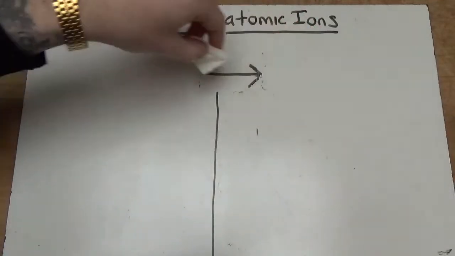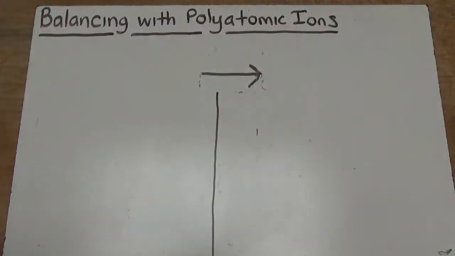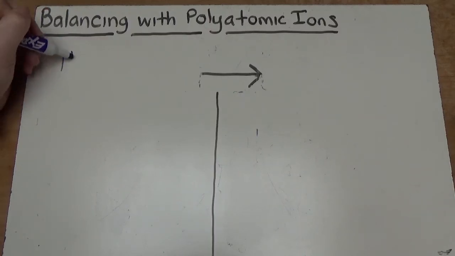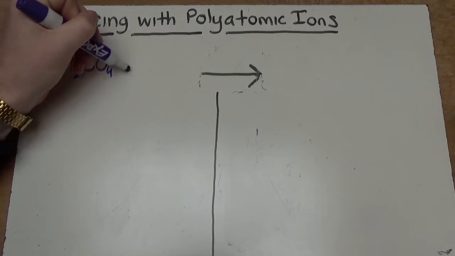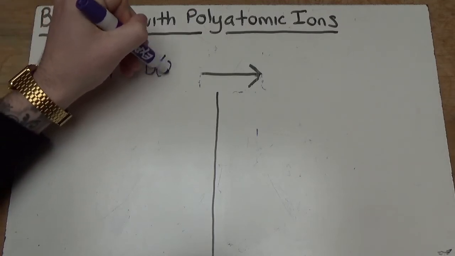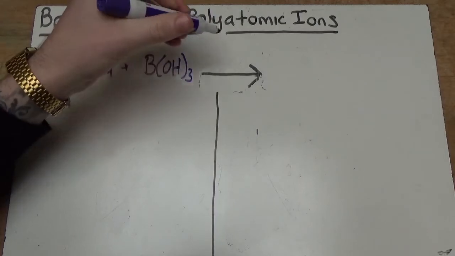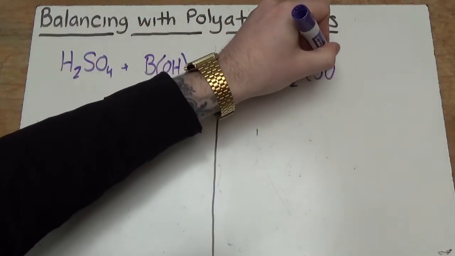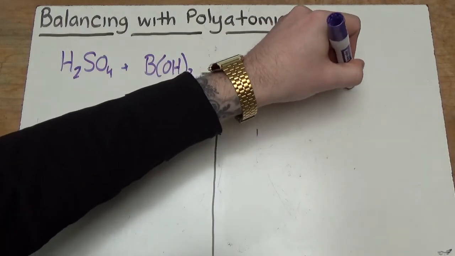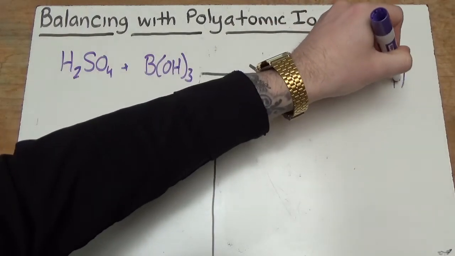For the last example, I'm going to give you a trick that's very useful when you're moving through chemistry. For this one, H2SO4 plus boron hydroxide leads to boron sulfate and water.